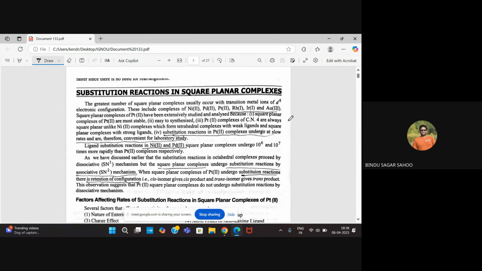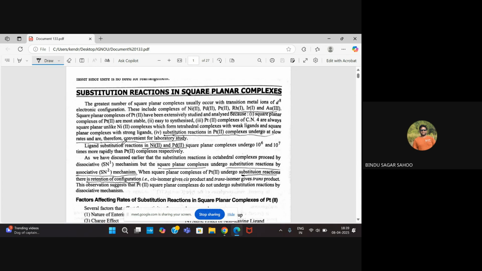There are some particular reasons. The first one is that platinum 2+ complexes are very stable. Second, it is very easy to synthesize. Unlike other complexes, the substitution reaction in platinum undergoes a slow rate. When the formation of a compound undergoes a slow rate, you can easily analyze every step of the reaction. So the slow step is good for chemical kinetics. You can easily measure the rate of the reactions.